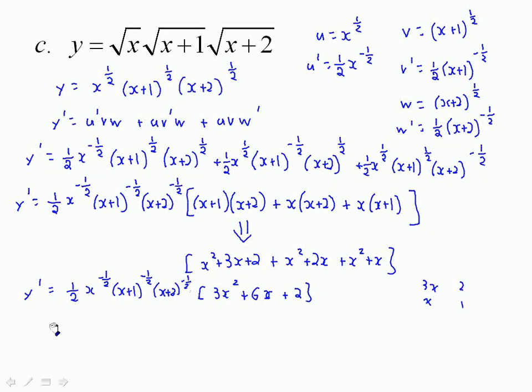Now, because I have space for it, I'm going to take care of my negative exponents. The 2 would go to the bottom from the fraction. We would have the square root of x on the bottom, that is x to the negative 1/2. We would then have the square root of x plus 1 on the bottom. We would then have the square root of x plus 2 on the bottom. And then up top, all we're left with is 3x squared plus 6x plus 2.